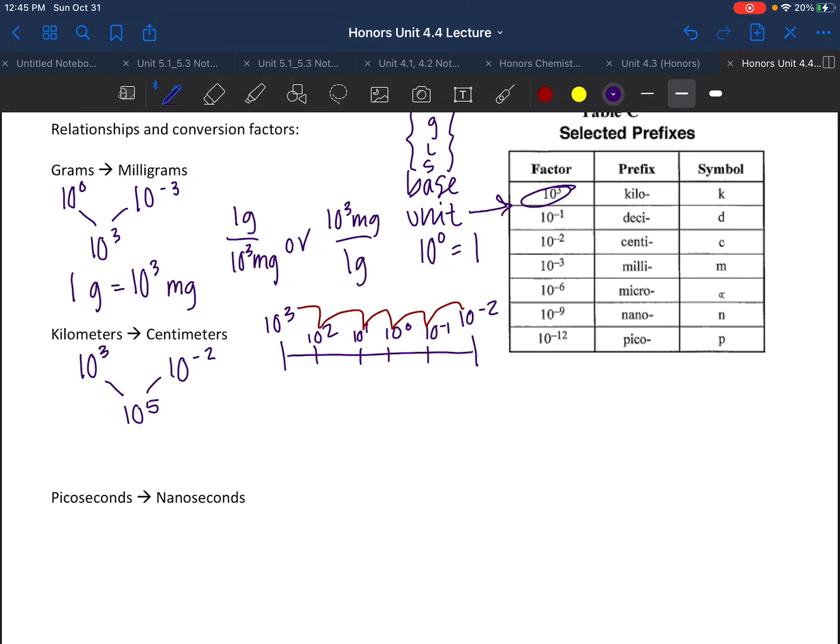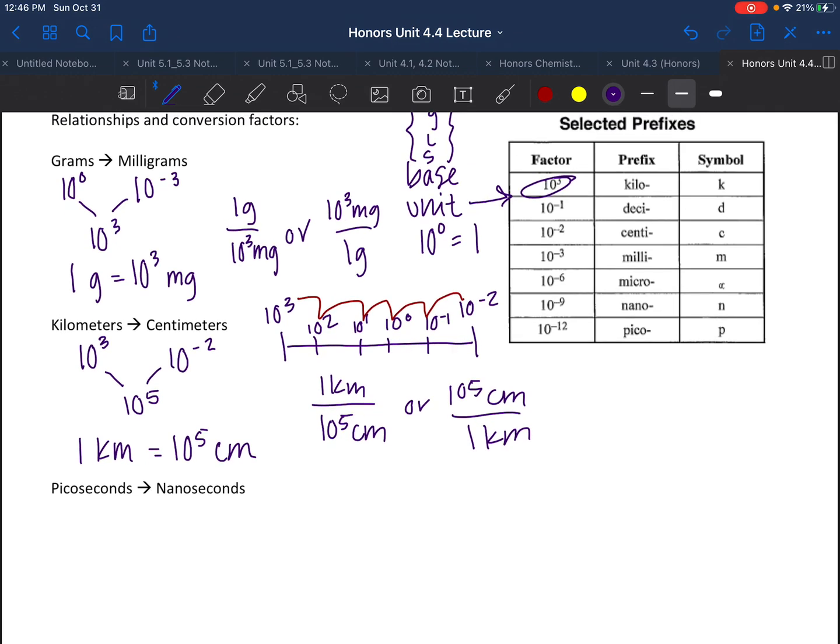If we write our relationship, we realize that kilometers is the larger unit, so that gets the 1, and that will be equal to 10 to the fifth centimeters. Now our conversion factors will be 1 kilometer over 10 to the fifth centimeters, or 10 to the fifth centimeters for every 1 kilometer.